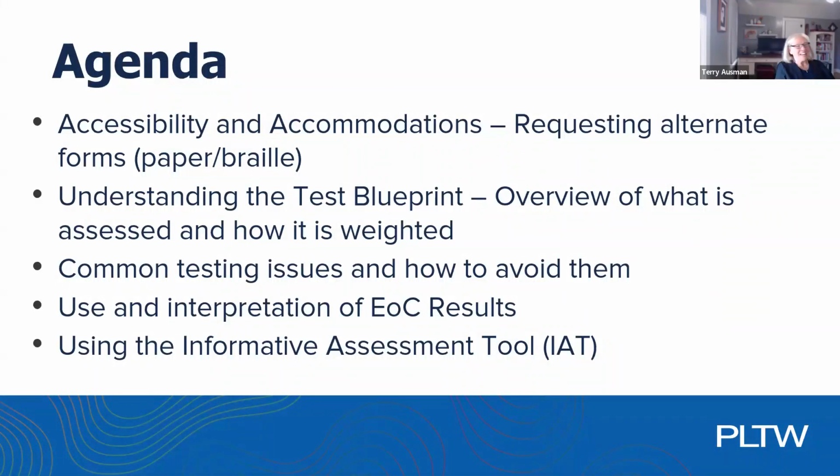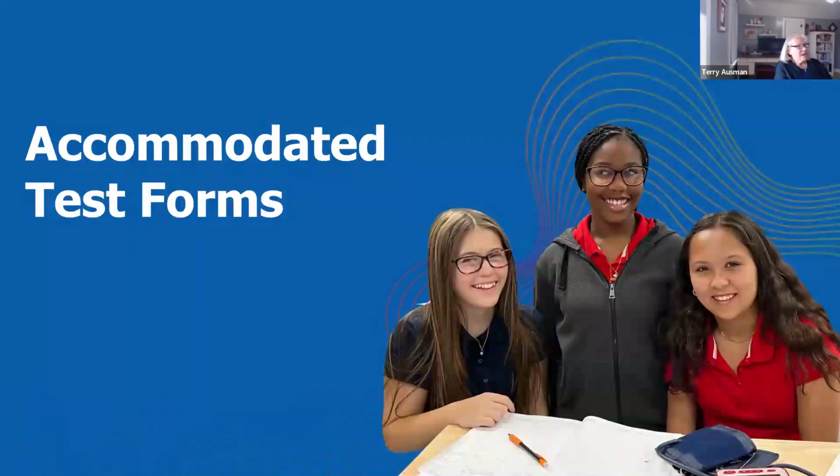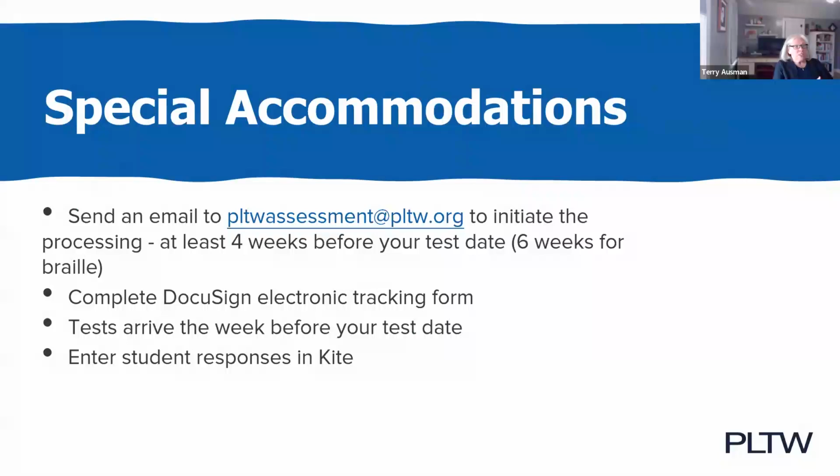Hi, everybody. Glad to be with you today. The first thing we thought we'd talk about was accommodated test forms and making sure that everybody knows how to order them. Brian, you want to flip to the next slide? The very first thing to do if you need a paper pencil form or a Braille form is to send us an email to the address you see on screen, and that kicks off the process.